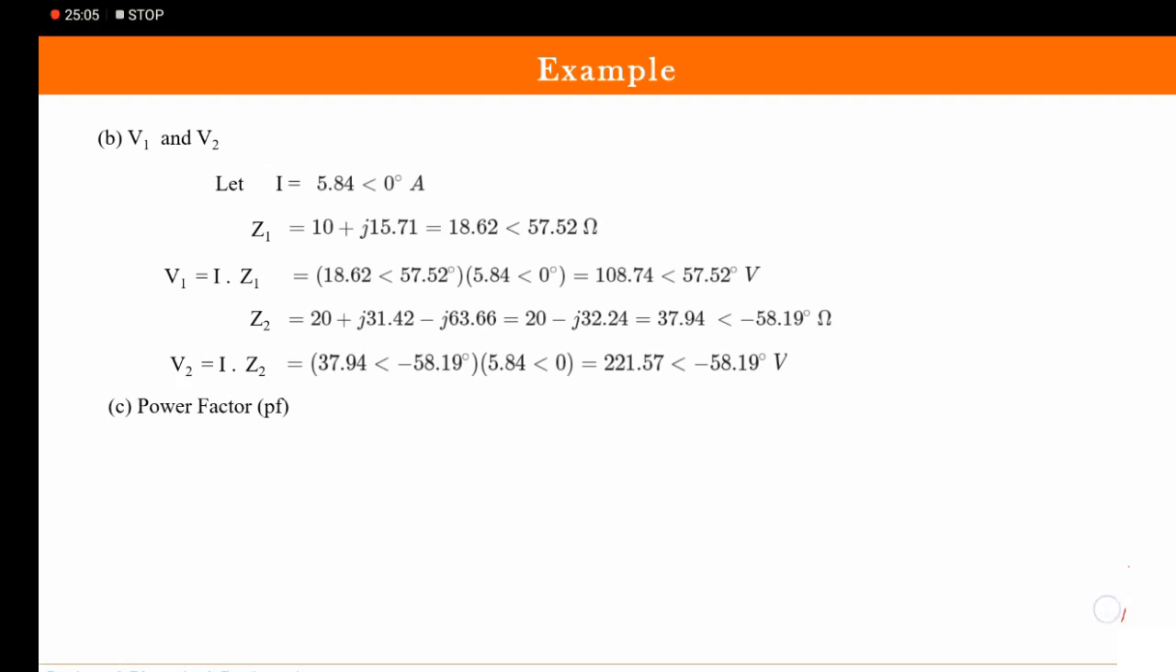So what else is remaining? Power factor. Okay, so power factor is nothing but cos phi. Fine. So what is phi here? It is 28.85. So this is the power factor. Now why is it leading? Because it is a positive value. So I would say it is leading. Had it been negative, say minus 28.85, then I would have said it is lagging. Now since it is positive, I would say it is leading.